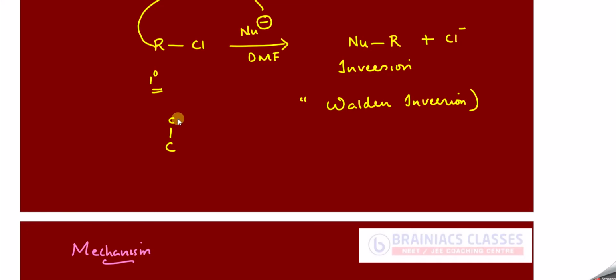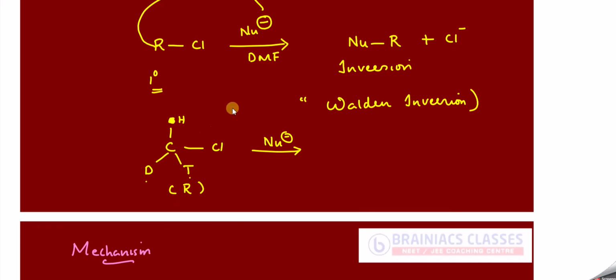One good example: if you have a compound like this, C, with one hydrogen here, a deuterium here, and some atom like tritium here, and chlorine here. I know that this compound is chiral because all four valencies are different. Now when the nucleophile attacks this compound from the backside, let this be the R configuration.